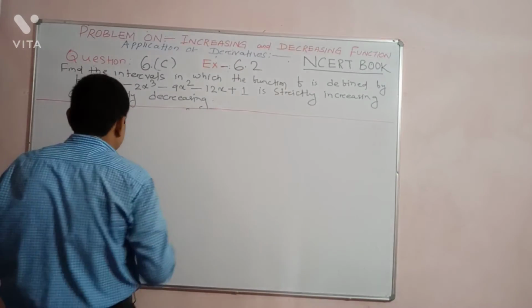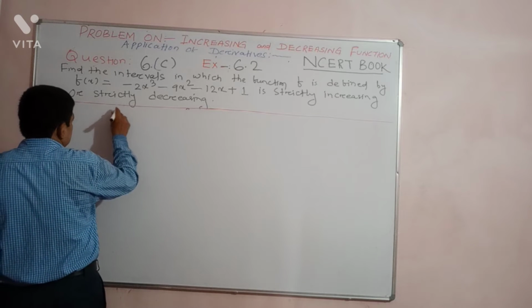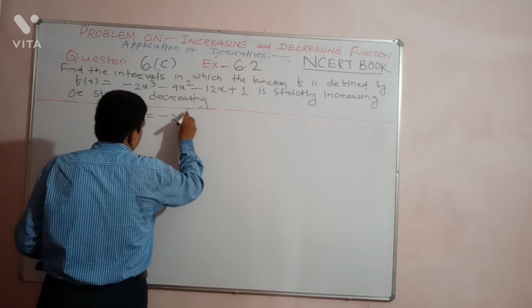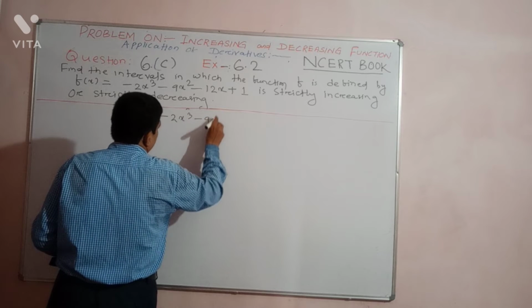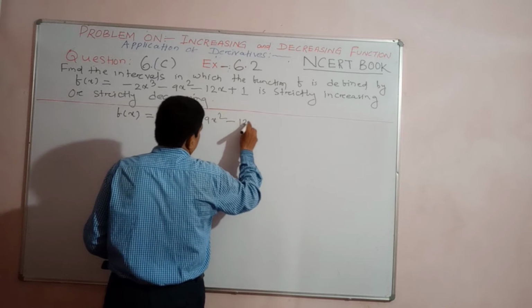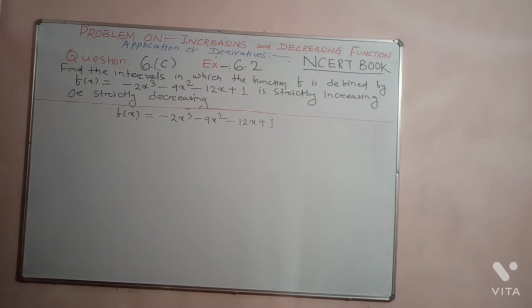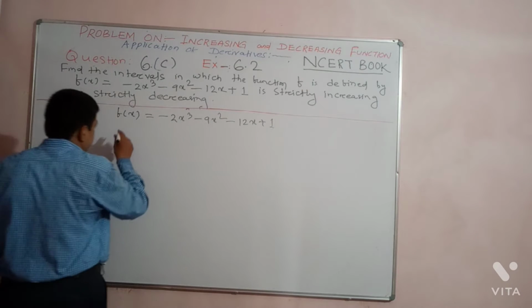Okay, here the function is given: f(x) = -2x³ - 9x² - 12x + 1. Understand? So before finding the increasing and decreasing intervals of the function, you have to find the slope. So by finding the derivative, yes or no?